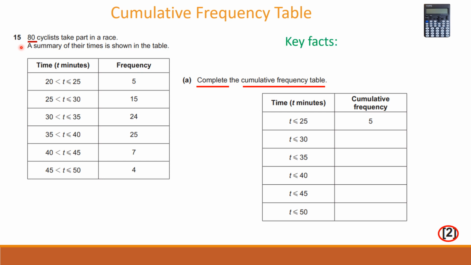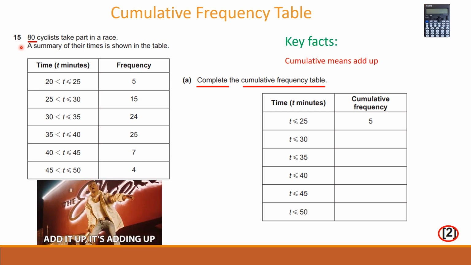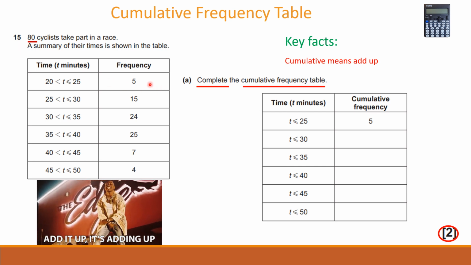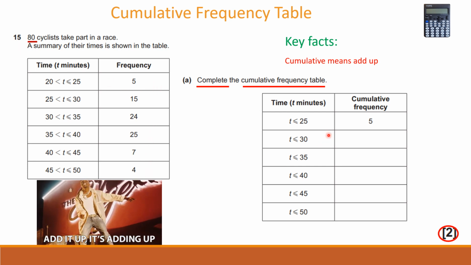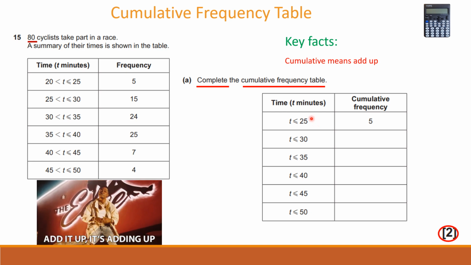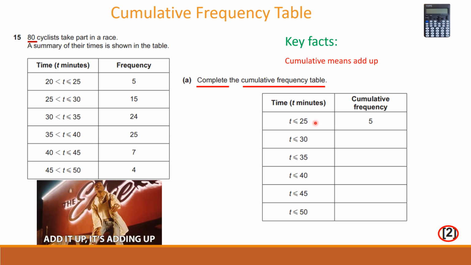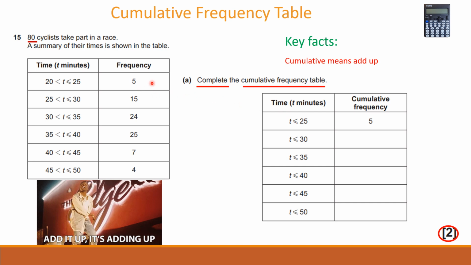Now the key facts are that you need to know that the word cumulative means add up. So cumulative means you are adding up your totals as you go along. So look at these totals here. You're going to be adding them up, and you want to know the time for how many people in total are less than 25, which is 5. You can see that here.